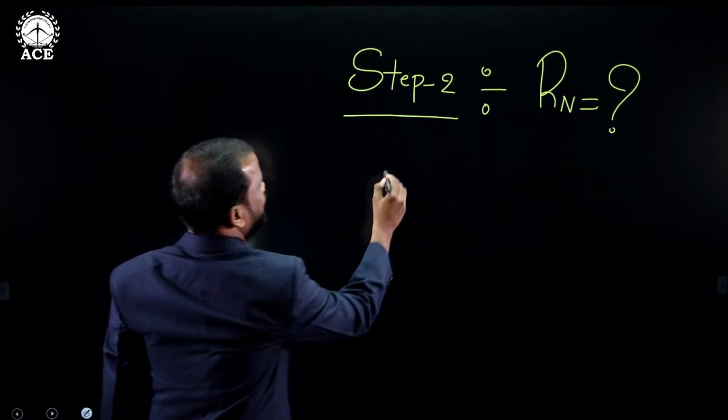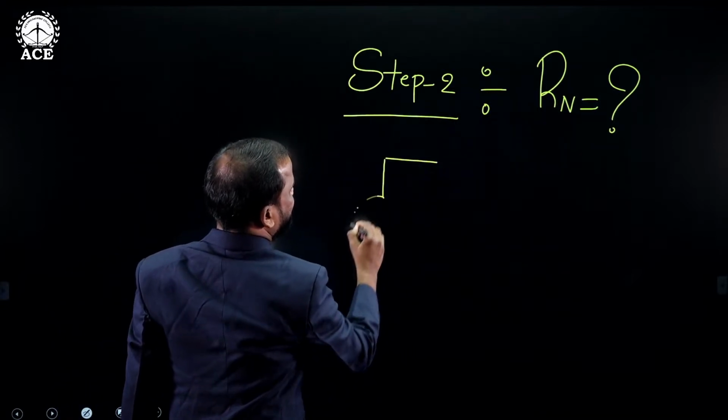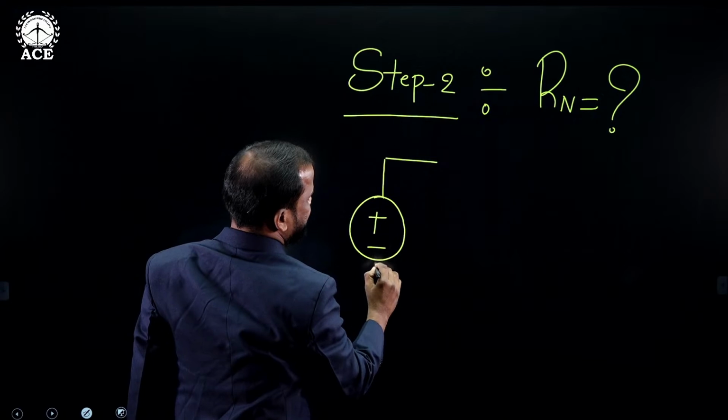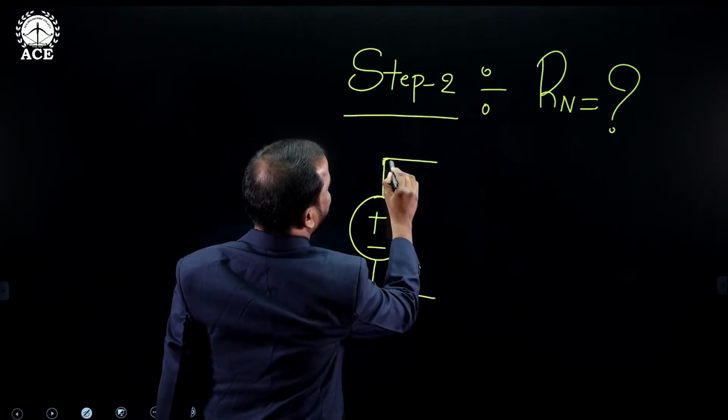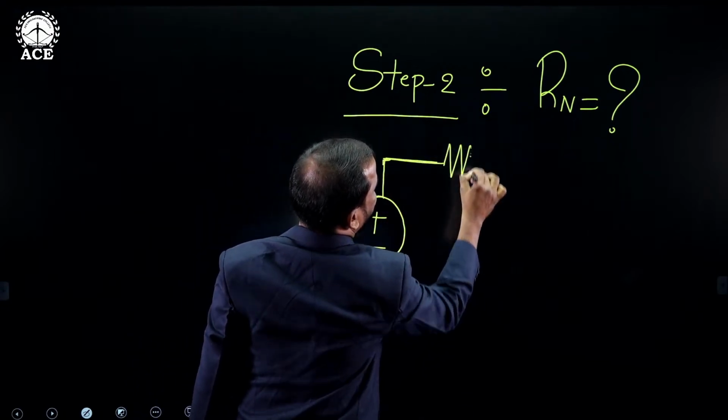Okay. Now I am going for the two-terminal linear network. So this is what?